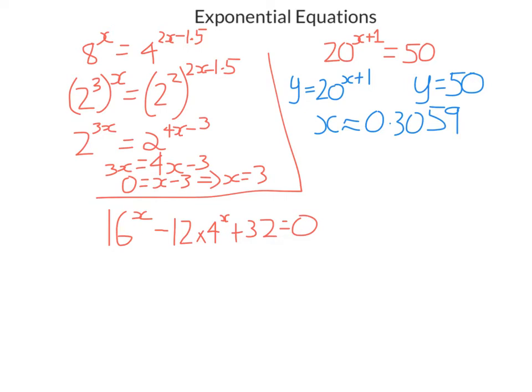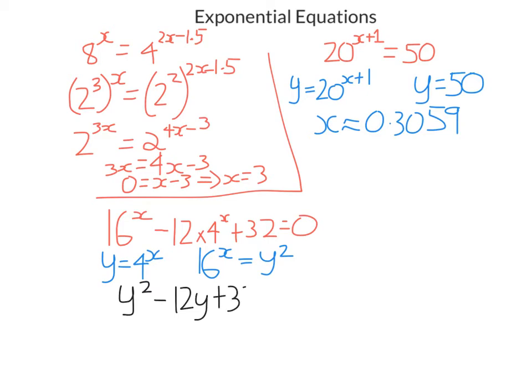So let's look at this equation here. It probably doesn't look like a quadratic, but it actually is. Let's let y equal the smaller base to the power of x. Then 16 to the power of x, well, hopefully you note 16 is 4 squared. So 16 to the power of x is actually equal to y squared. So what that means is I can rewrite this equation as y squared minus 12y plus 32 is equal to 0. That's why this is a quadratic equation.